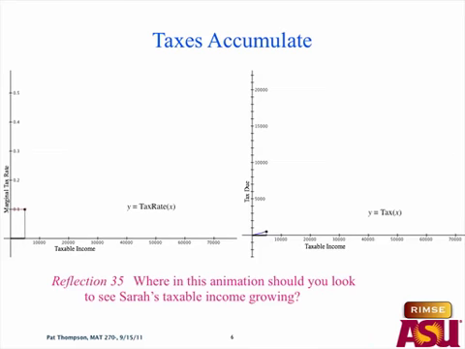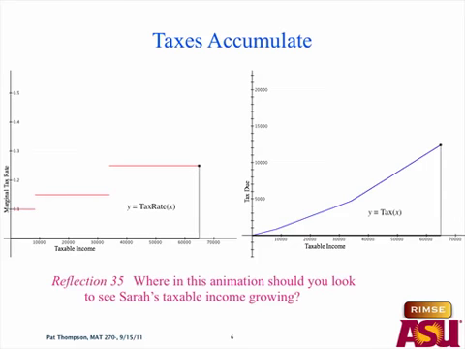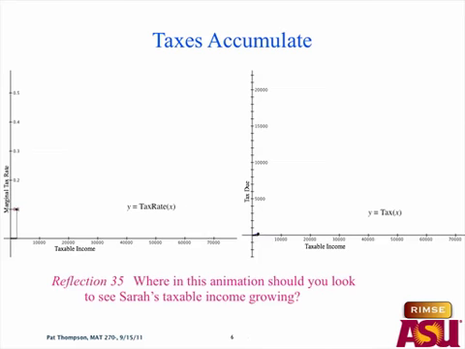Oh, but wait, where in this animation should you look to see Sarah's taxable income growing? Ashley? On the x-axis of both graphs, the thick line on the bottom is showing her taxable income increasing. That's it, right? It's the x-coordinate. Taxable income is our input to both these functions. So as that thick black line grows, it's mapping out the taxable income. Okay?